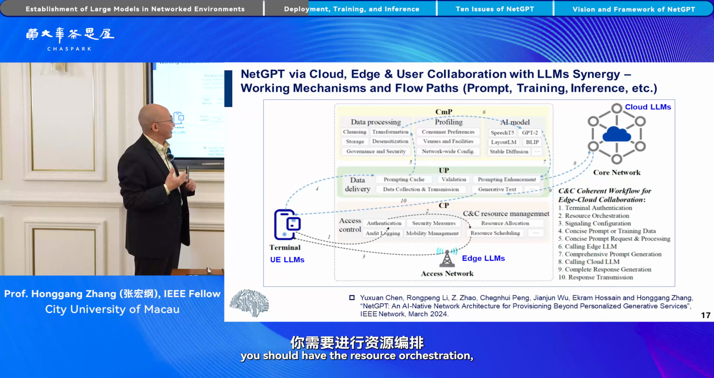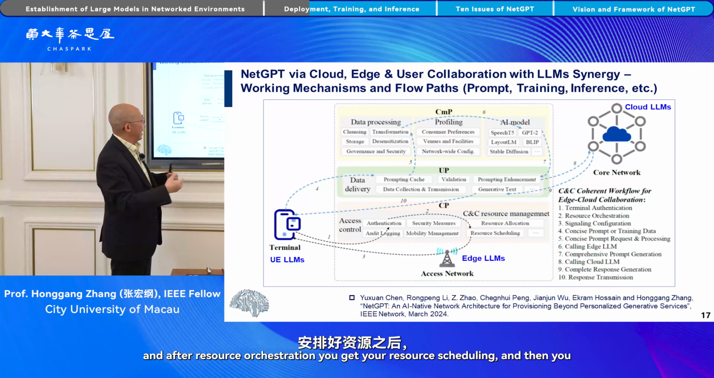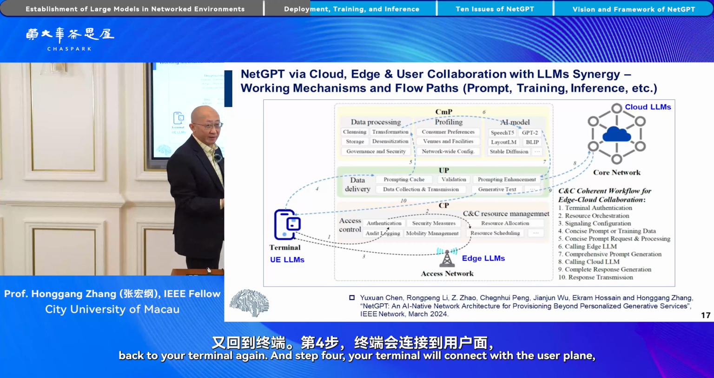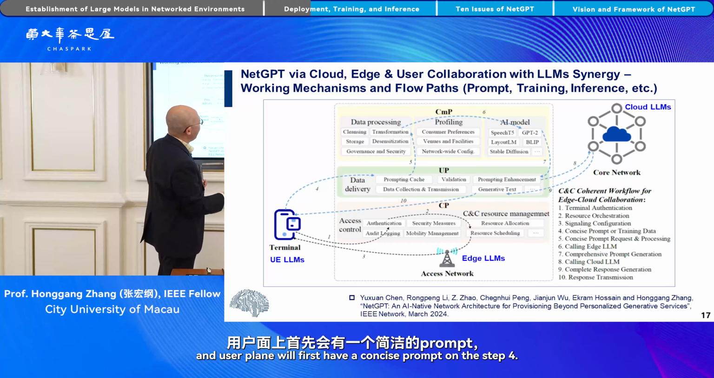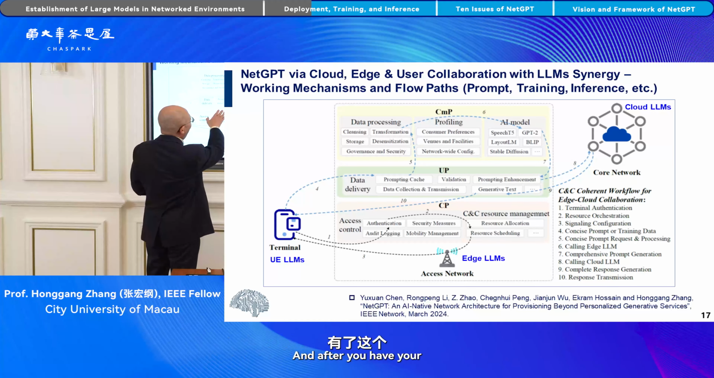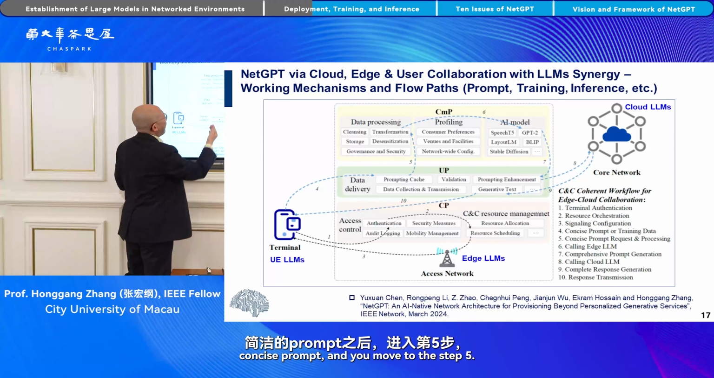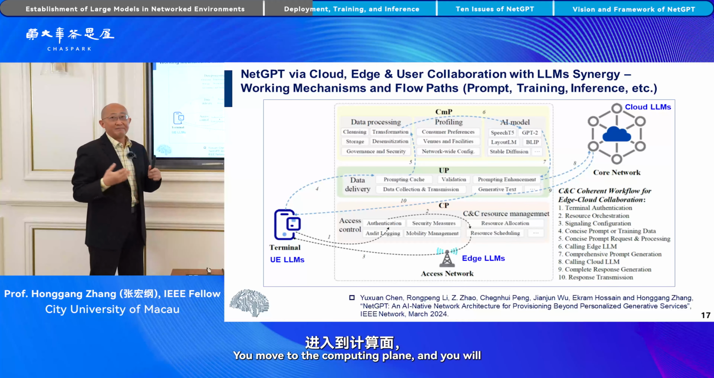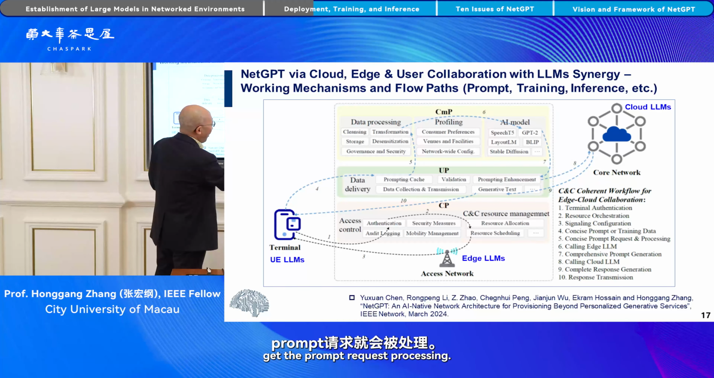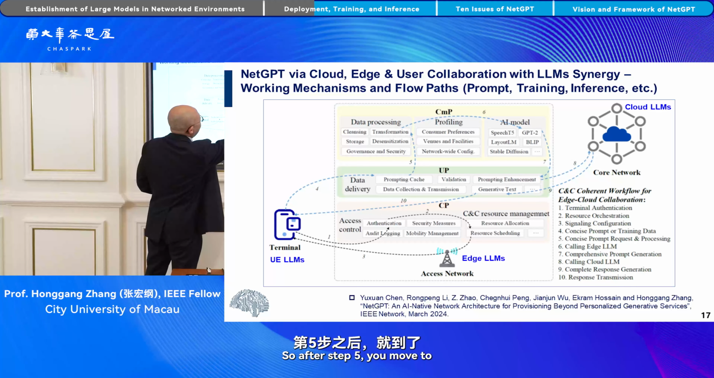You have the resource orchestration, and after resource orchestration you get your resource scheduling, and then you go back to your terminal again. In step 4, your terminal will connect with the user plane, and the user plane will first produce a concise prompt. After you have your concise prompt, you move to step 5. In step 5, you move to the computing plane, and you get the prompt request processing.